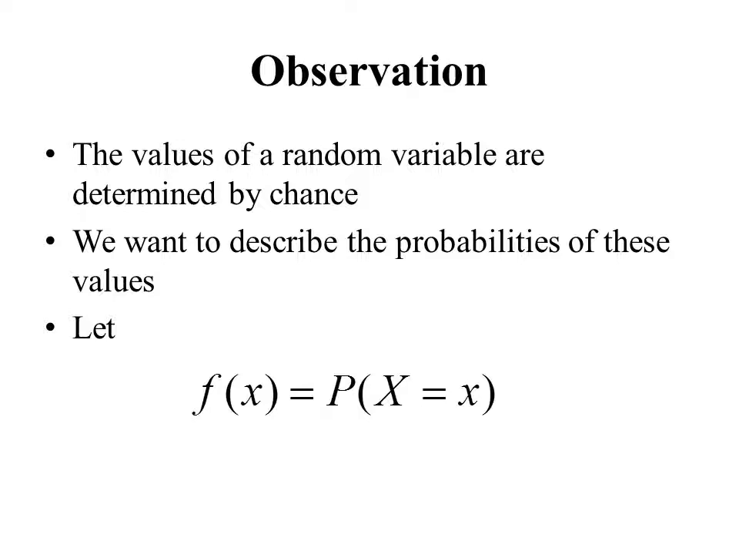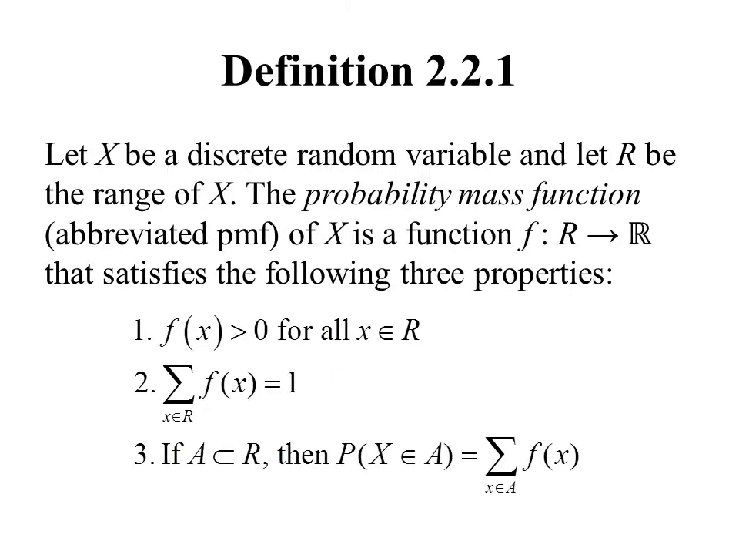Now that's a rather short equation, but rather complicated. We're defining this function little f, and the input to this function is little x. That's going to equal the probability that our random variable capital X equals that value little x. And this function is what we call the probability mass function, abbreviated PMF. So this is an informal introduction to the idea of a probability mass function.